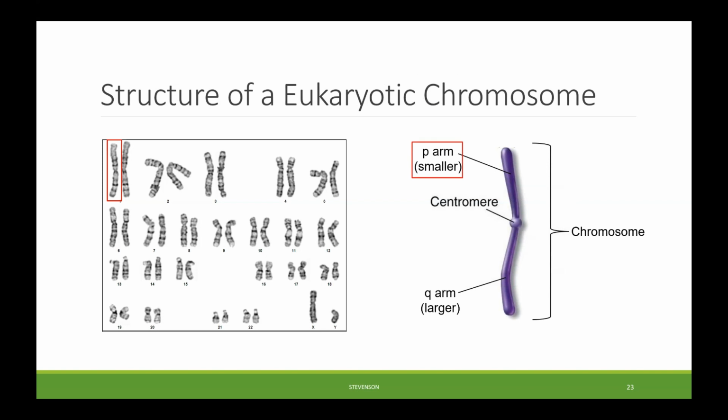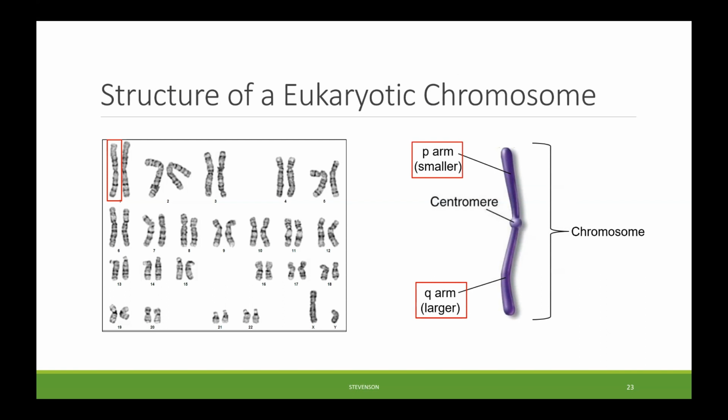The arms were named because P stands for petite. And the other arm, the large one, is called the Q arm. And that was named the Q arm because Q comes after P in the alphabet. So kind of a crude system, but that's how it was done. So together, the P arm and the Q arm are linked at the centromere, and that comprises the chromosome.